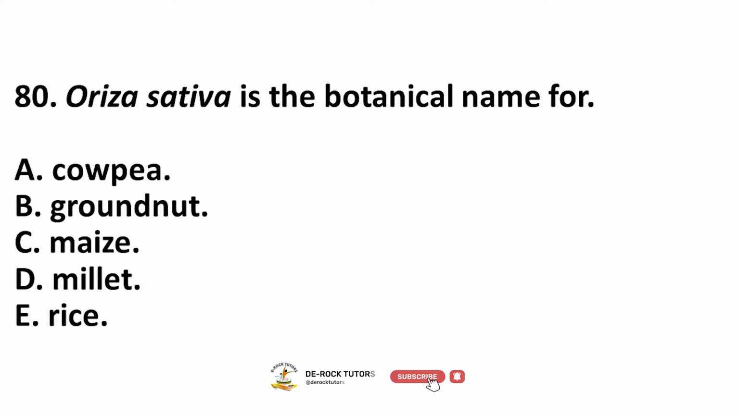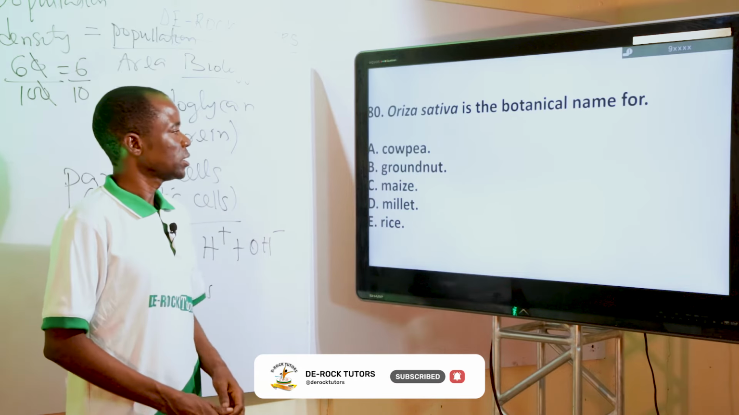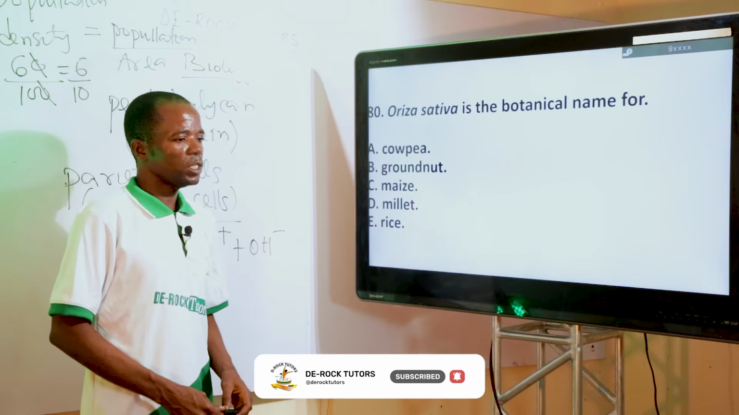Oryza sativa is the botanical name for definitely, Oryza sativa is the botanical name for rice. So that's the correct answer, option E. Let's go to number 81.